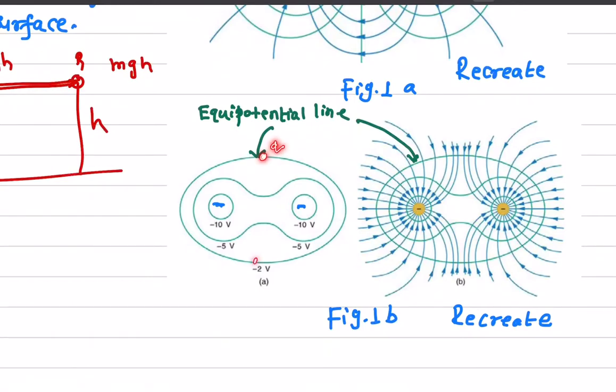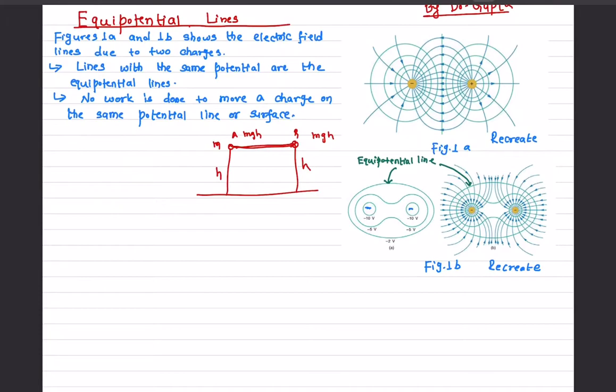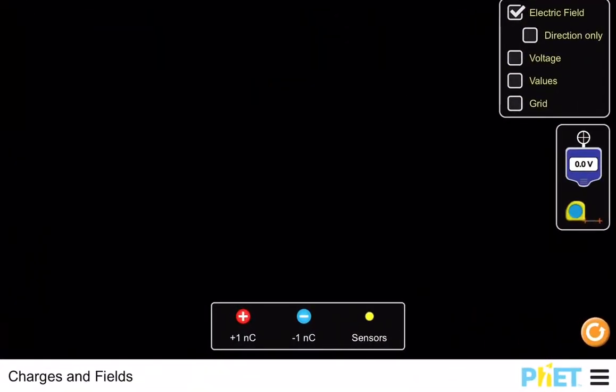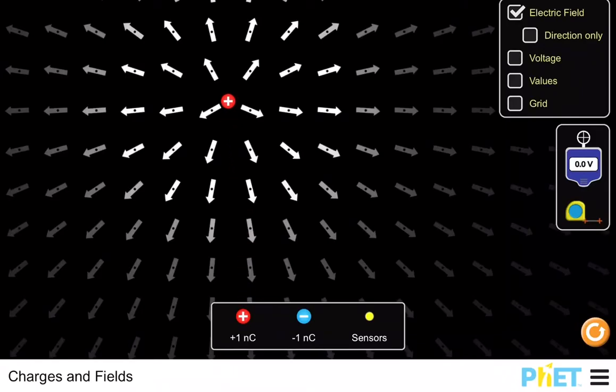What is the significance of the equipotential line? If you have to move a charge from point A to point B on the same equipotential line, then you do not need any work. No work is required to move a charged particle on the same equipotential line. Let me try to give you a little more intuition on this one.